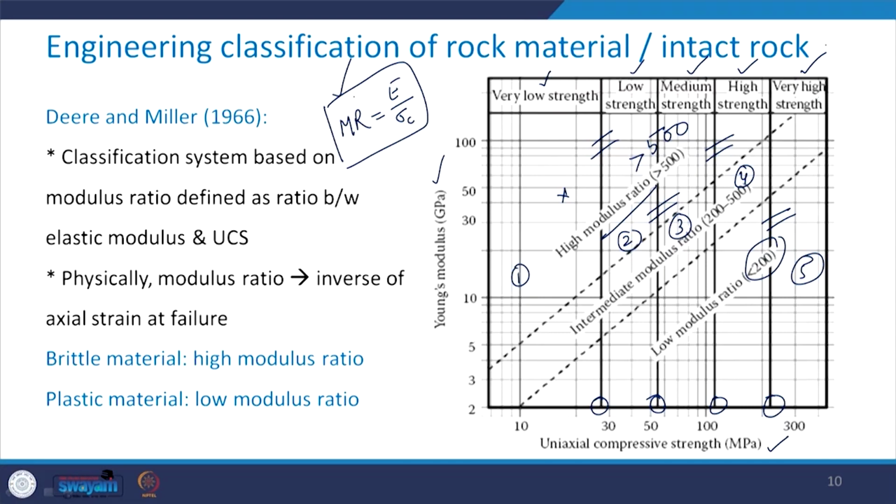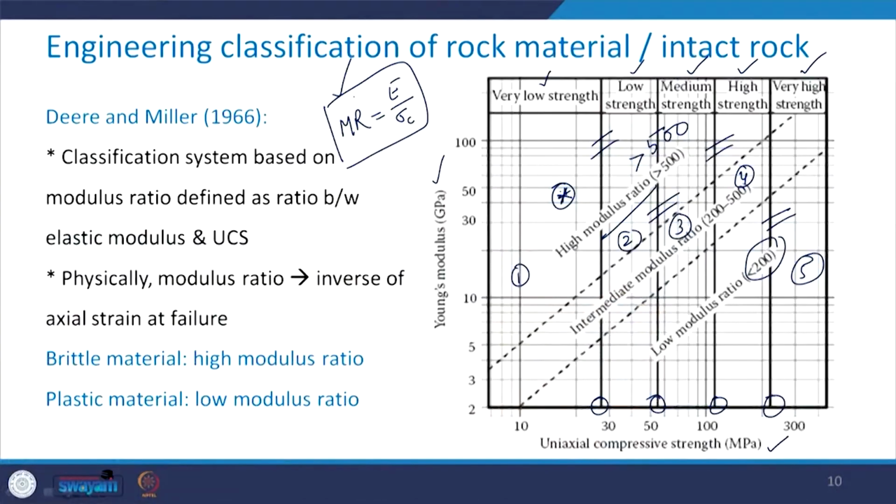Conduct the test in the field, find out its UCS, find out its modulus of elasticity. You know how to find out all these things. Just plot it on this space. Let us say the point lies on this space. What will be the classification of this? It will have very low strength with high modulus ratio. So, that is how the intact rock is going to be classified on the basis of this classification system, which is called the Deere and Miller classification system.